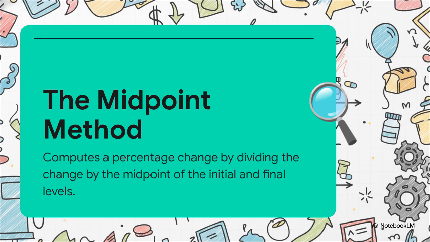You see it there for quantity. The change, Q2 minus Q1, is divided by the average of the two quantities, and we do the exact same thing for price.